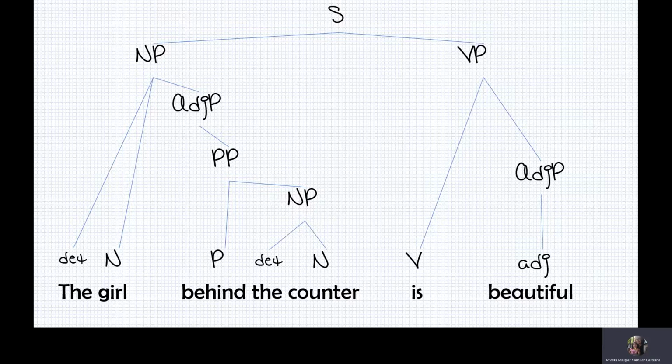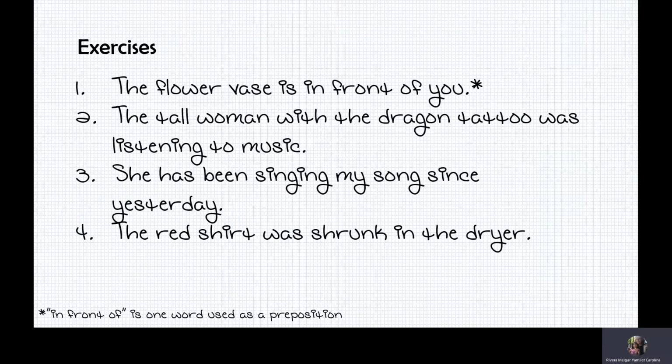These are the most common phrases that you can use to form a sentence. And these are some exercises. The first one is: the flower vase is in front of you, and there is an asterisk there where it says in front of is one word used as a preposition. So you are not going to divide it. You're going to use it as one, in front of.